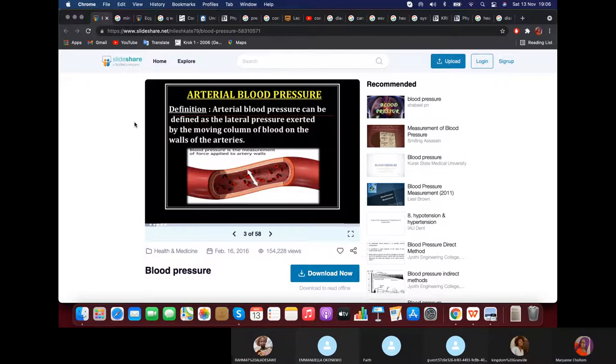Hopefully unconditioned reflexes, and we'll do a little bit of ECG. So let's begin. So what is arterial blood pressure?